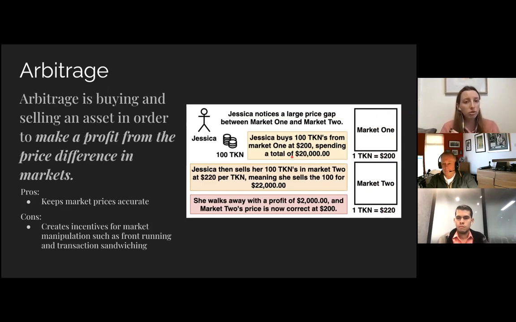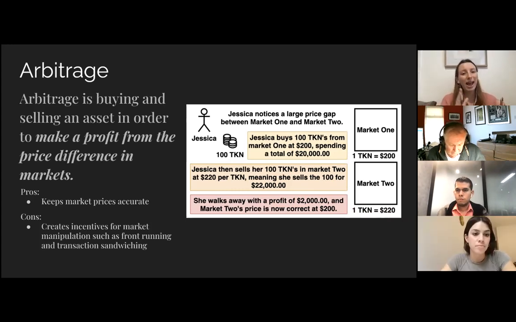You can use flash loans for this or already have the token and all that kind of stuff. But just for this example, we're going to say she just straight up buys them for $20,000, right? Then Jessica sells her 100 tokens in market 2 for $220 per token. So she's going to sell them for $22,000, which means she's walked away with a neat little profit of $2,000. And market 2 is now at the correct price because her trade will move the price back to the correct price. So arbitrage is really important, especially in decentralized exchanges, for keeping the price accurate.